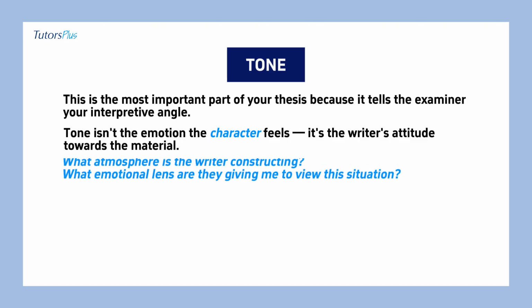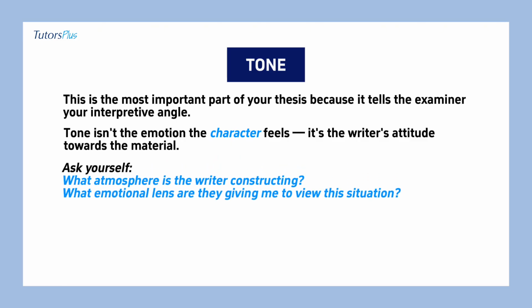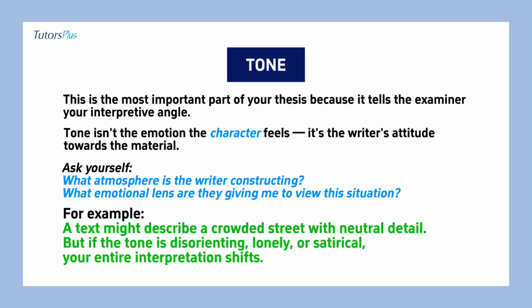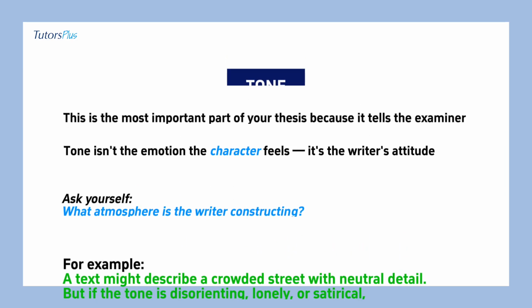So you need to ask yourself, what atmosphere is the writer constructing? What emotional lens are they giving you to view this situation? For example, a text might describe a crowded street with neutral detail. But if the tone is disorientating, lonely, or satirical, then your entire interpretation shifts. So tone sets the direction of your commentary. If you get it wrong, everything else collapses.